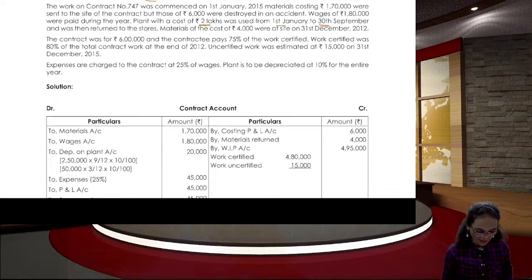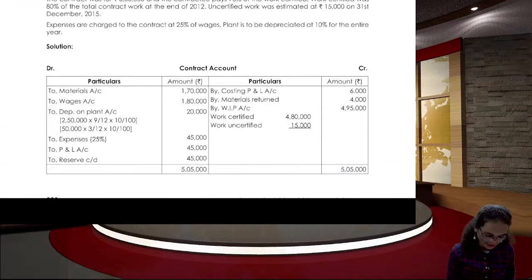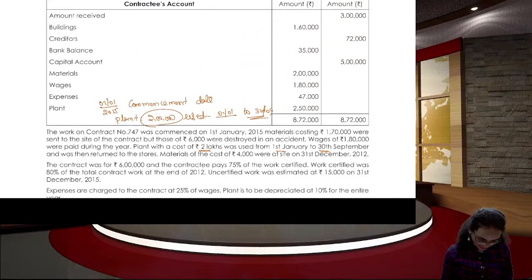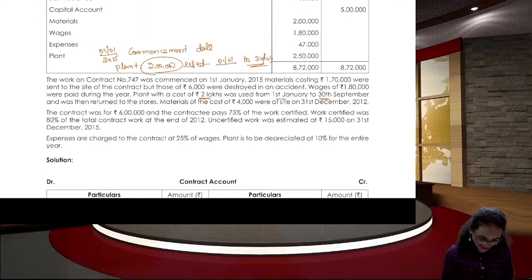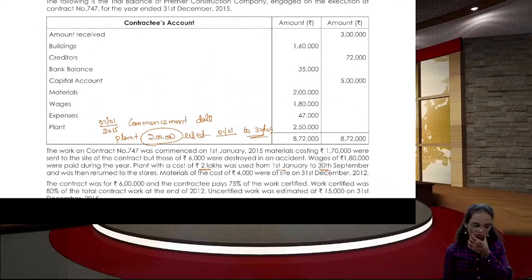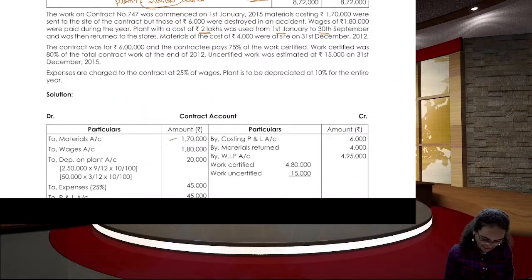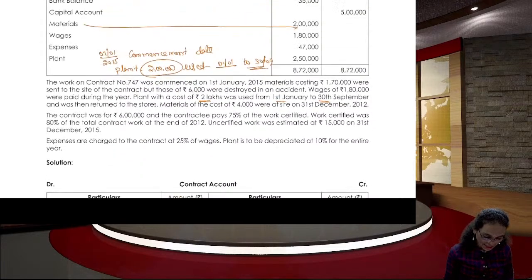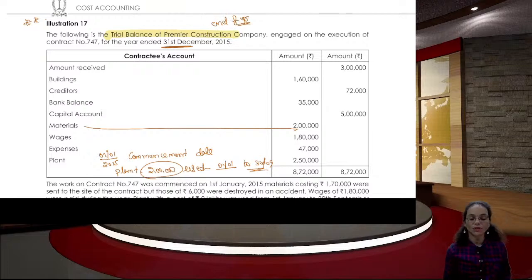Okay, guys, pay attention. This is a somewhat tricky problem, I can tell you, but try to understand. See, material, so 1,70,000. Again you get a doubt. When the material here is 2 lakhs rupees, why is the material taken as 1,70,000? See, this is the information from the trial balance. This is the end of the year information, on 31st December 2015.